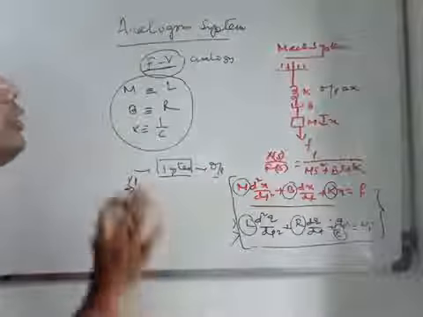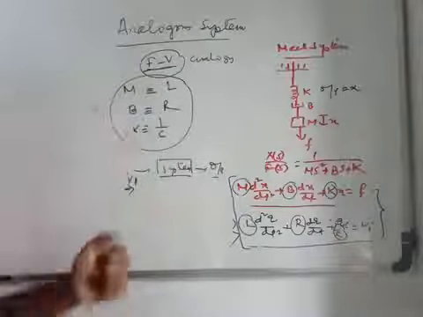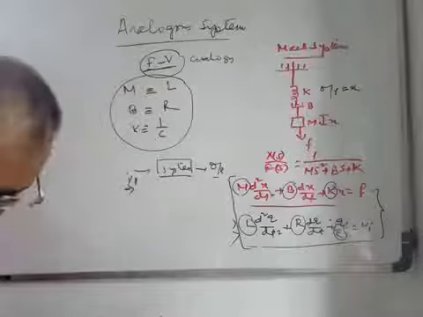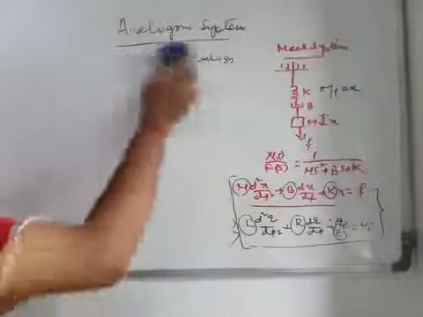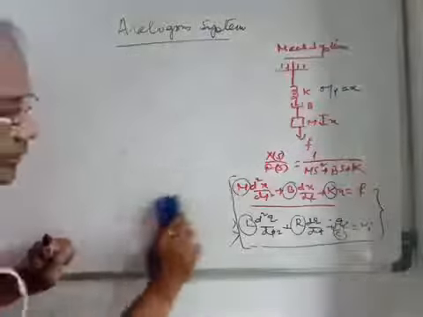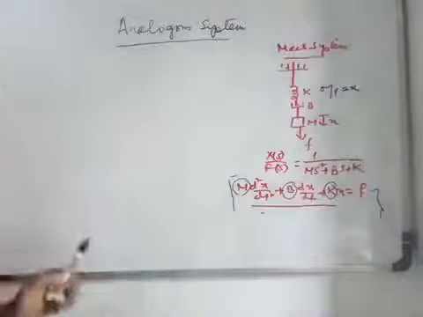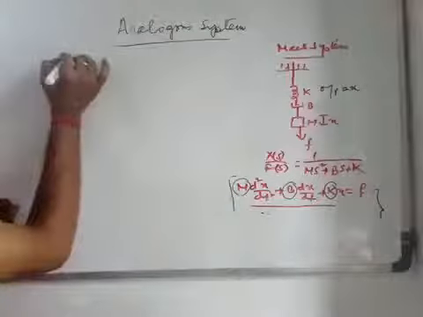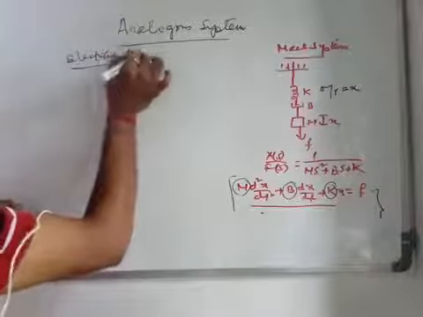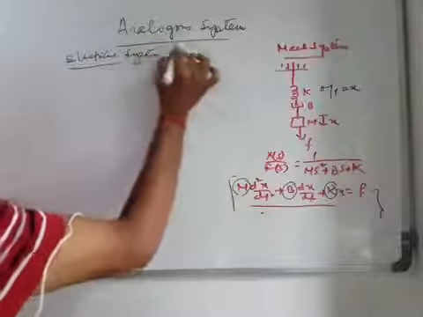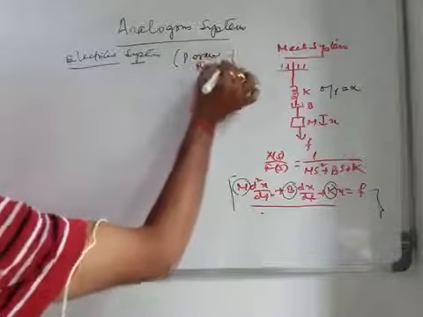So far we have discussed the force voltage analogy. Now I have to write the equations for the force current analogy. For the force current analogy, we have to get the parallel RLC circuit. The mechanical system will remain the same, and corresponding to that, one electrical system. You can write the parallel RLC circuit.